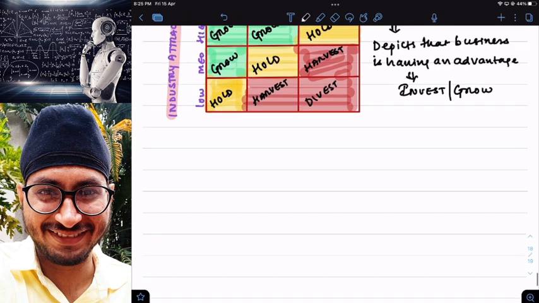Next, then we have yellow zone. Yellow zone means the business under this zone has to be cautious.